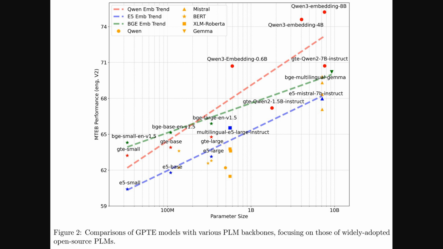We see decoder-based models like Qwen and Mistral at the top right, achieving the best scores, but they are also the largest, often needing billions of parameters to beat the more efficient, smaller encoder models.